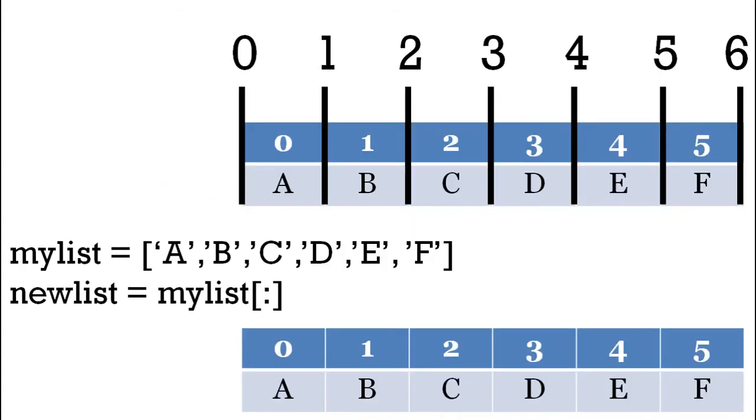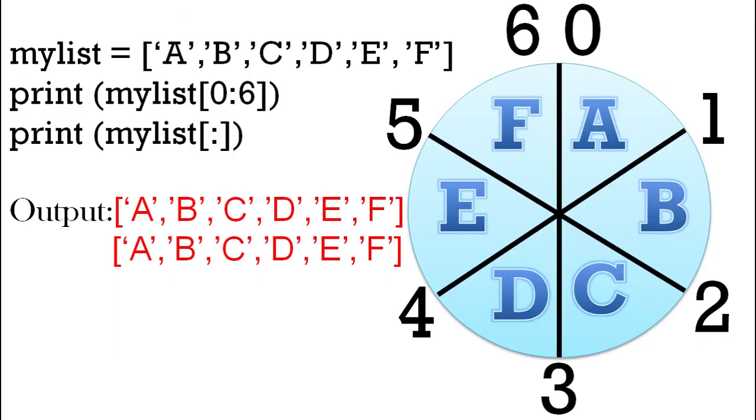What happens if we just put a colon? It goes from the beginning to the end. It makes a copy of the list. Here we have 0 to 6, or we have just a colon. It's the same.